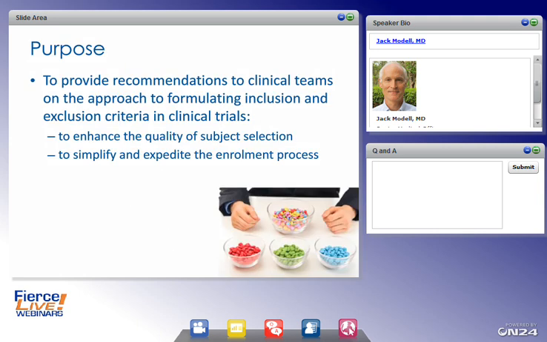So moving ahead, as I just alluded to, the purpose of the presentation is to provide recommendations. Now, in a lot of cases, I'll be stating things that sound like hard fact and sound like absolute requirements. There are always exceptions, but in most cases, I'll try to give you my best understanding of just how important these things are. So I would take all of these at least as strong recommendations. But these are recommendations on how to formulate inclusion and exclusion criteria in your clinical trials to enhance the quality of subject selection and also to simplify and expedite the enrollment process.